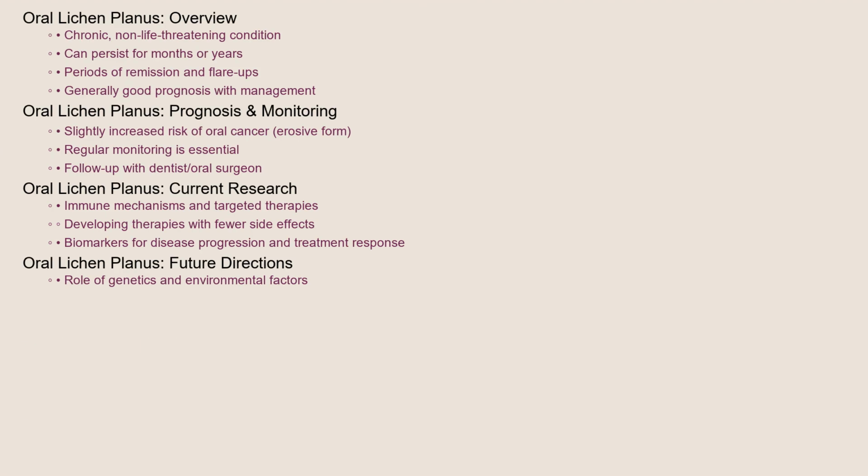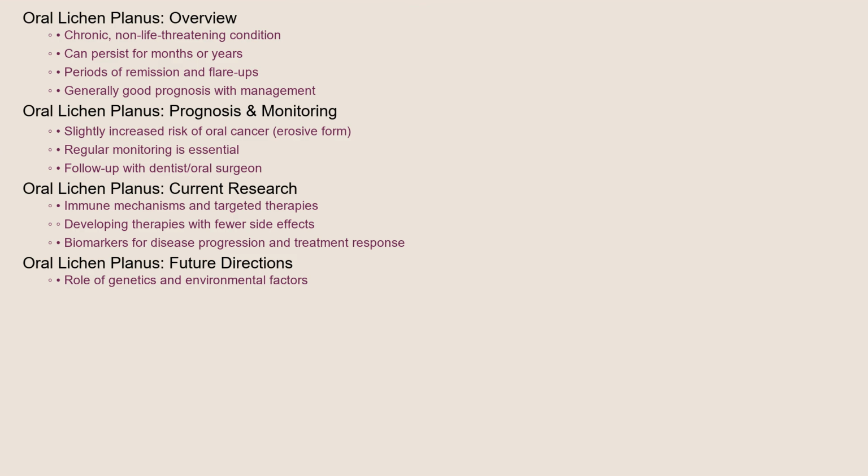Oral lichen planus is a chronic condition, meaning it can persist for months or even years. However, it is not life-threatening. Many people experience periods of remission where symptoms improve or disappear altogether, followed by flare-ups. The prognosis is generally good with proper management, but it's important to note that some studies suggest a slightly increased risk of oral cancer in individuals with oral lichen planus, particularly the erosive form. Therefore, regular monitoring and follow-up with your dentist or oral surgeon are essential.